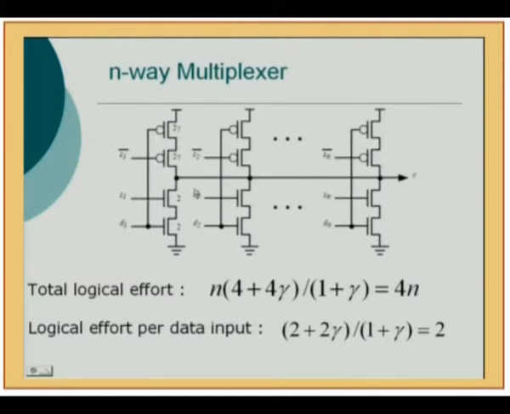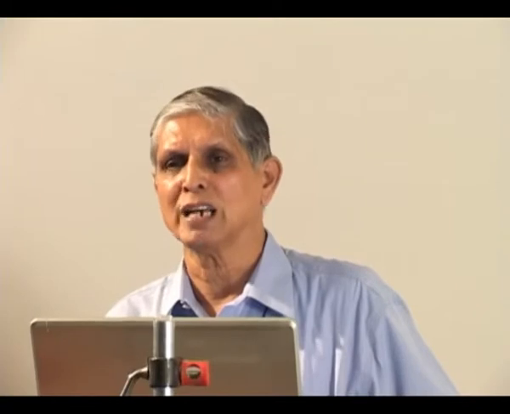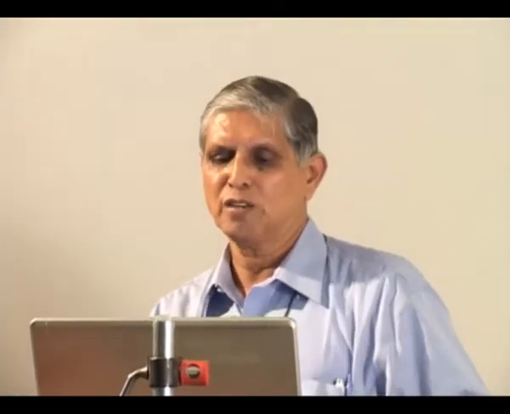At that time, please remember S1, S2, SN must be non-overlapping signals, because at any given time contention should not occur. So if S1 is on, S2, S3, S4 all should be off, or any one of them can be on at a given time. That is what select will be. If that is so, I can now have N-way multiplexing, and now I look for the effort. Let's say this is N. First leave this N part, and see only one single side.